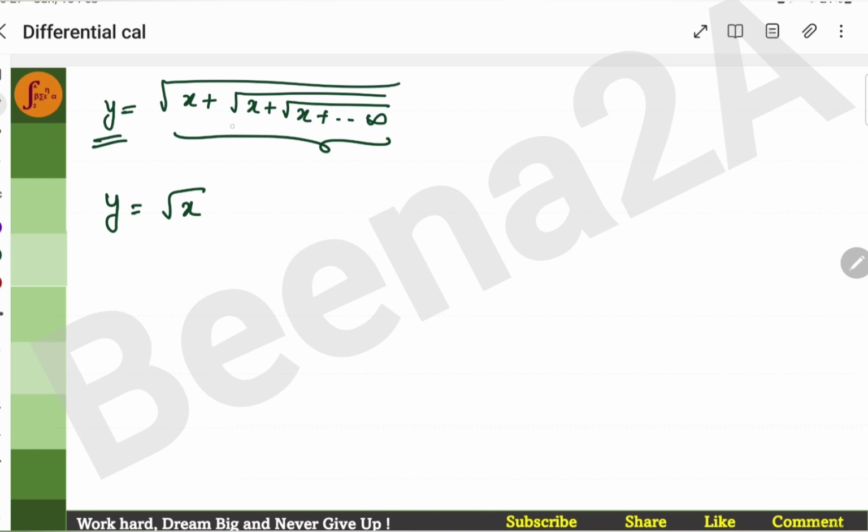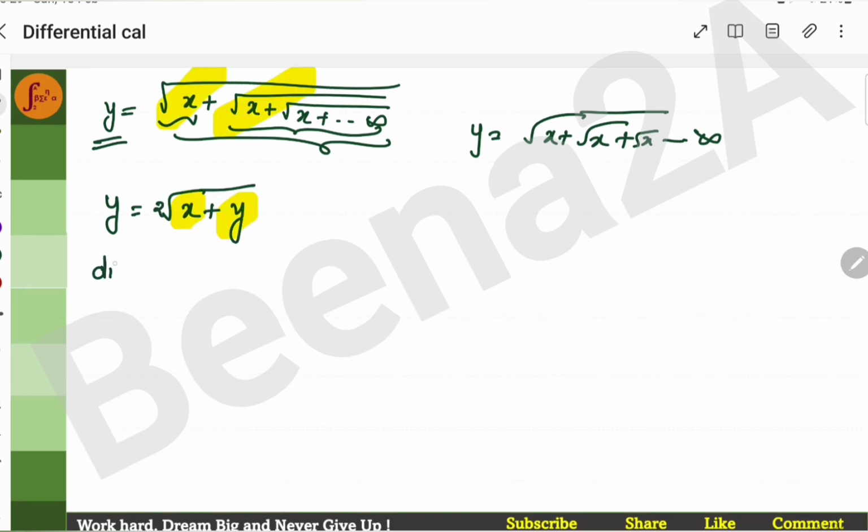And then the remaining terms, if you notice, this term is also y only, right? It's infinite terms. You took the first term out, which is root x. This entire thing is also y itself. What is y? Root x plus root x plus root x, it goes on till infinity terms. So you can write here y is root of x plus y. So now I'll differentiate with respect to x. So I'll get dy by dx, which I'll write as y1.